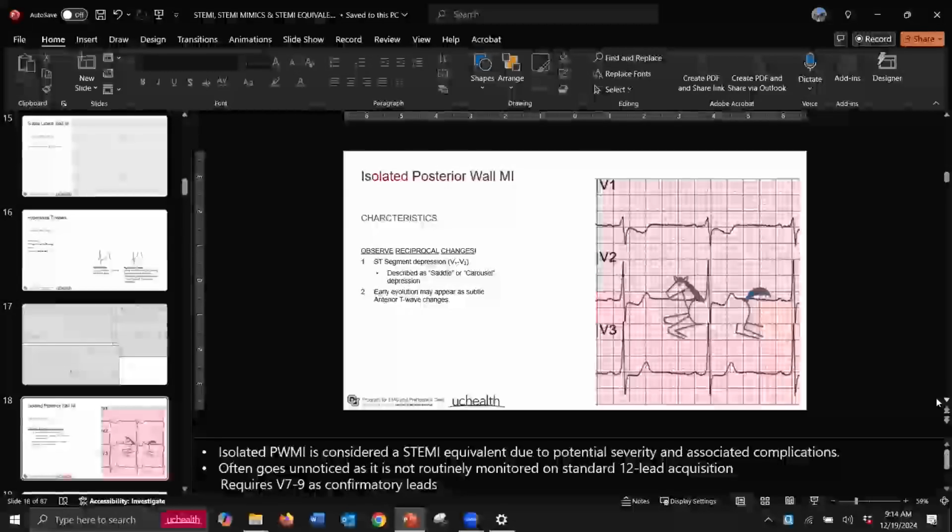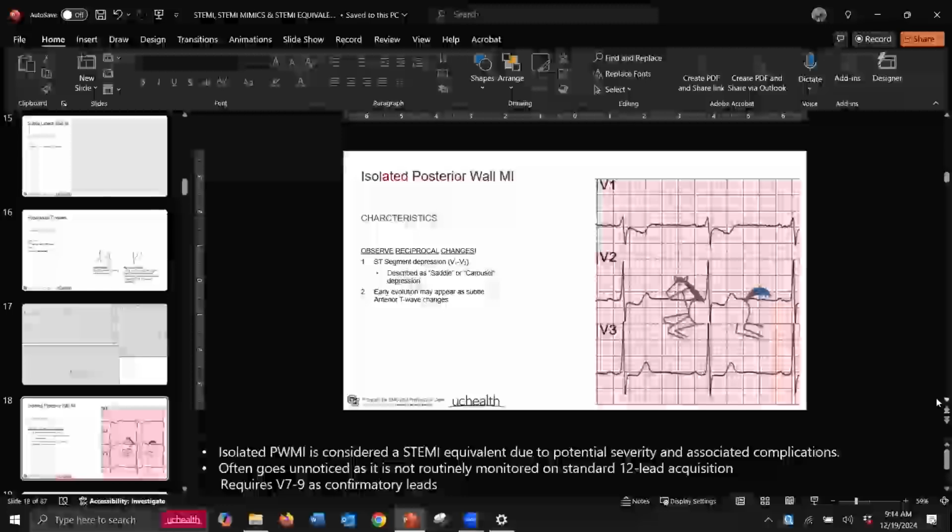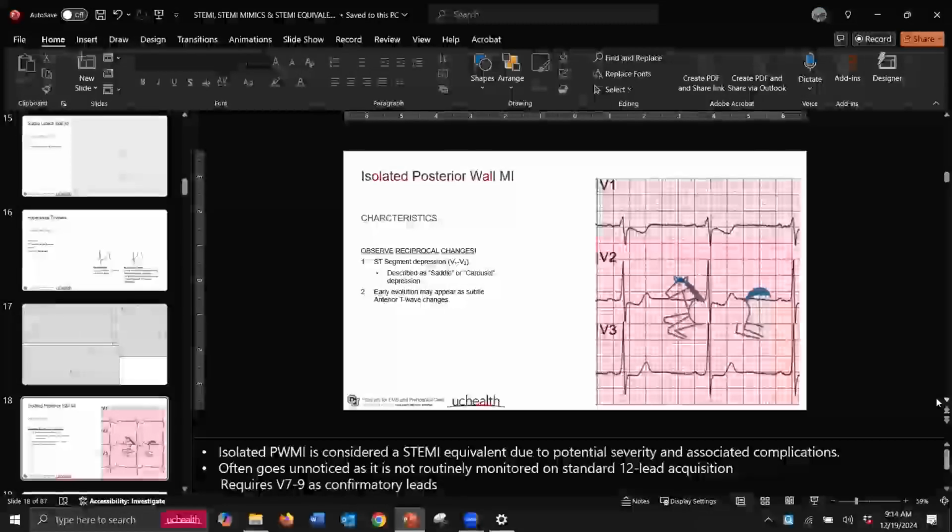We'll get some cases here in a little bit. And we'll see an example of posterior, inferior posterior.